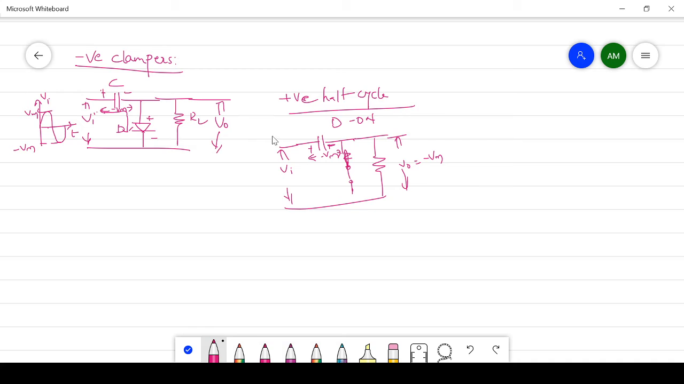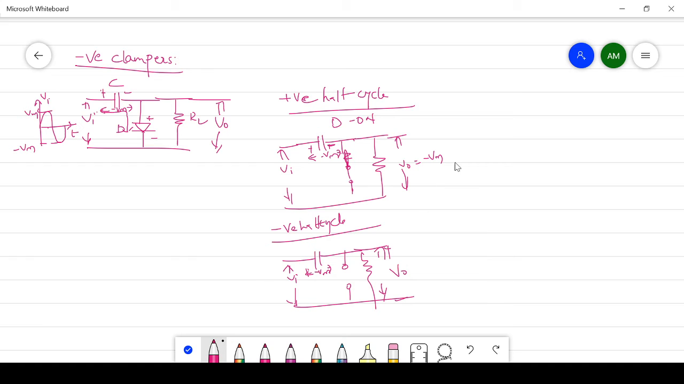Next, when we apply the negative half cycle, the diode does not conduct here, so it is an open circuit. Whenever we apply the negative half cycle, whatever charge is stored in the capacitor slowly discharges. Here, what is the stored charge? That is minus Vm. So with the load resistor, plus minus, it is simply an RC circuit.